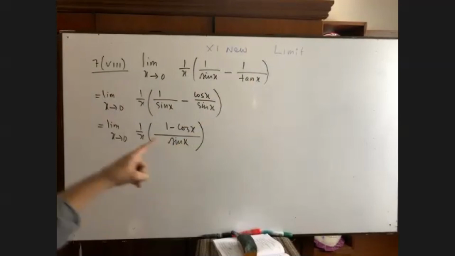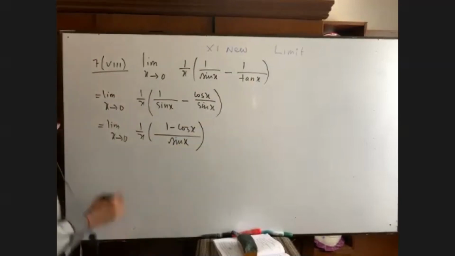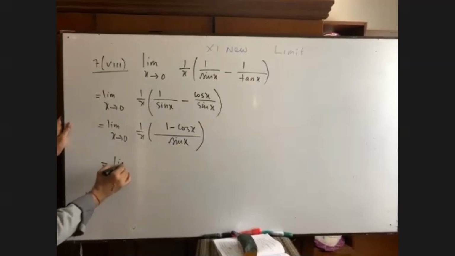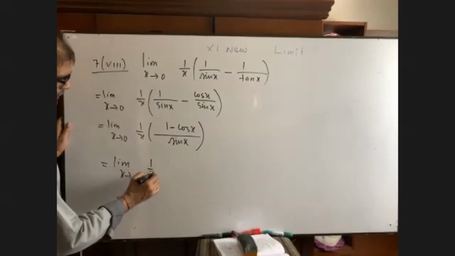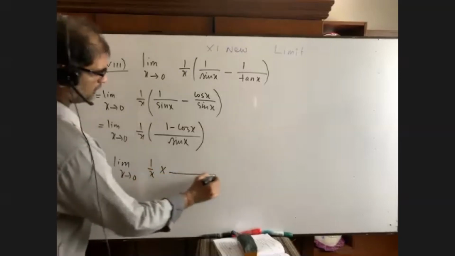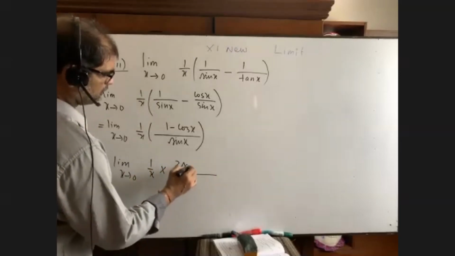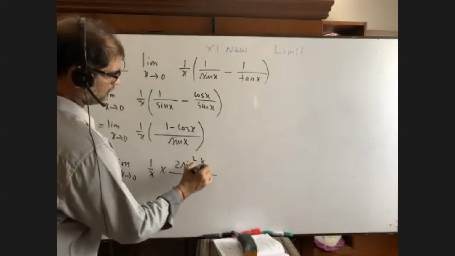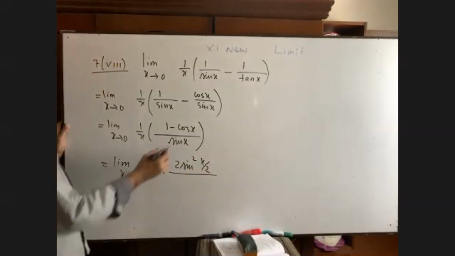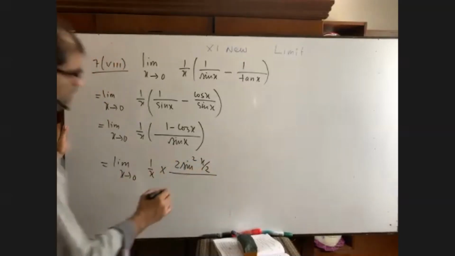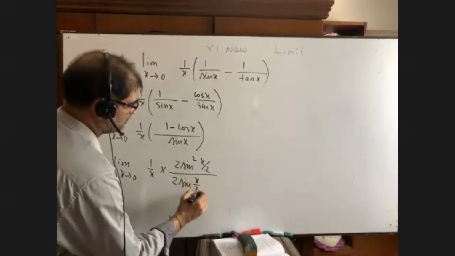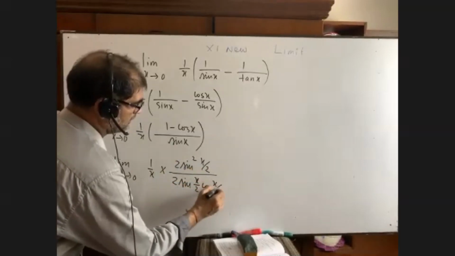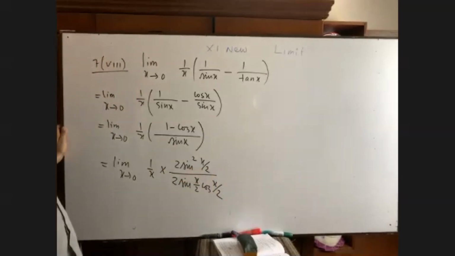Now perhaps you can do this math. Limit x tends to 0, 1 by x, it is what? 2 sine square x by 2. Sine 2x equals to what? 2 sine x by 2 cosine x by 2. Am I right?